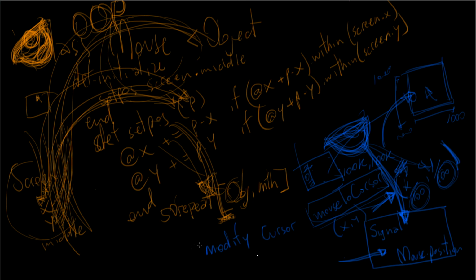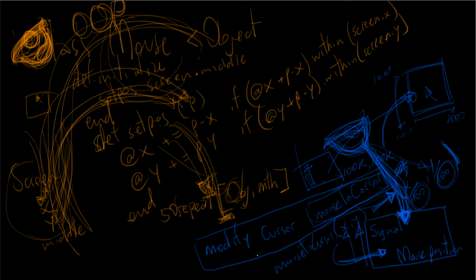So that's the function: modify cursor, mouse to cursor. Modify cursor, mouse to cursor is this function. And then we put mouse to cursor inside the signal, and mouse to cursor will be fed the x's and y's as the signal changes, courtesy of the Oracle, okay? Because it's not charging us for it, so it's doing it for free. It's retired, so it's fine.